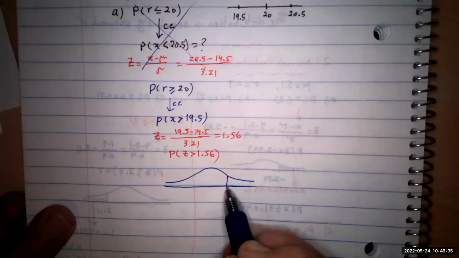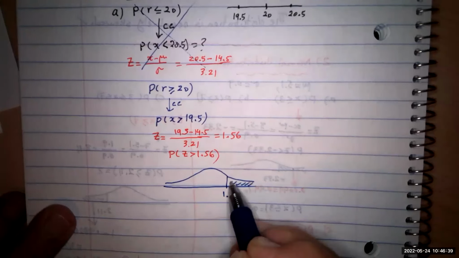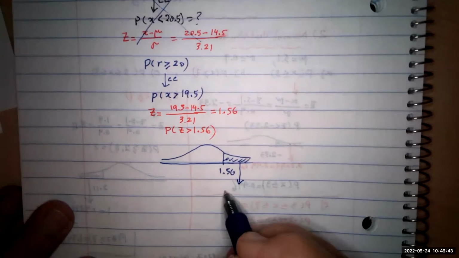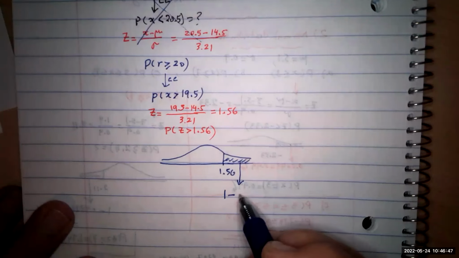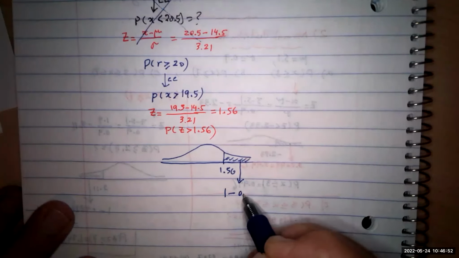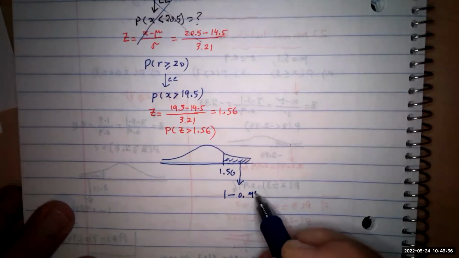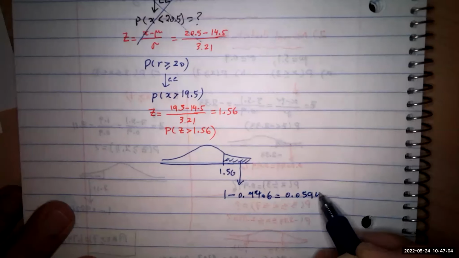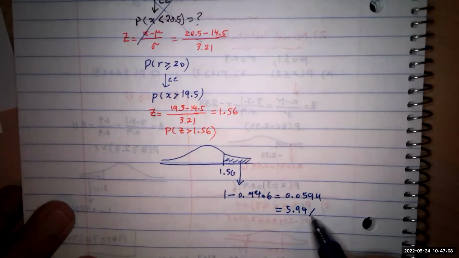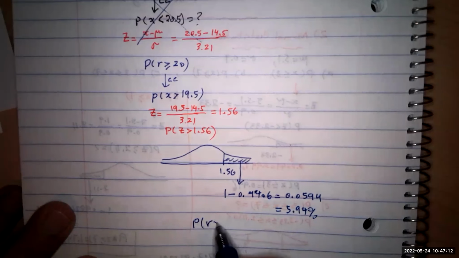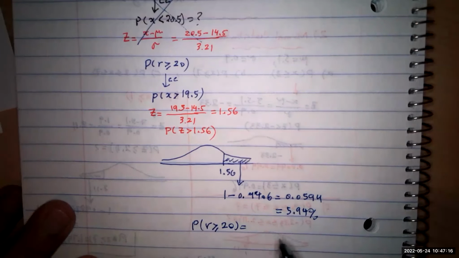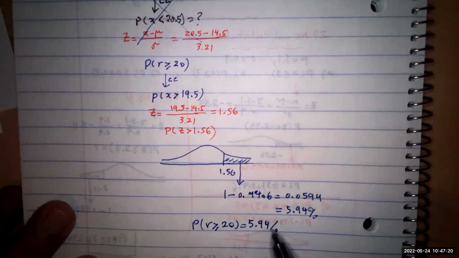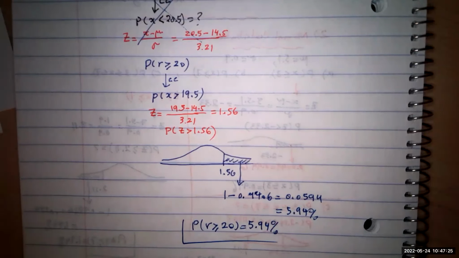this is going to be the case. This is the Z, 1.56, greater than. Make sure you get the complement. So from the table, it's going to be 1 minus the value for 1.56, which is 0.9406. If you subtract it, that gives you 0.0594, which is 5.94%. So the probability that at least 20 of those payments are going to be late is 5.94%. That's the first part. Make sure you check the conditions and then correct for continuity before we go on to get these numbers.